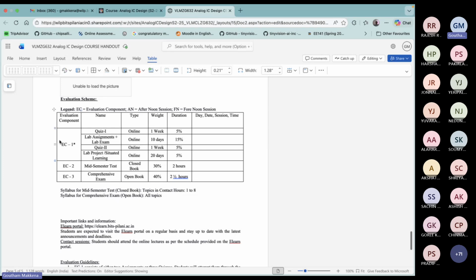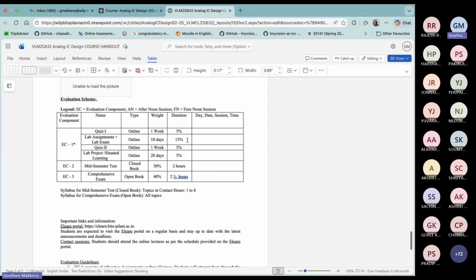So totally EC1 has 30% weightage. EC2 has 30% weightage, like you can see over here, and EC3 is the final exam, which is open book, which has 40% weightage, so total 100% weightage. Again, in this EC1, that 30% is divided into 15 plus 15, you can see. So this 15 is typically given to the labs. Like I told, there are 5 to 6 contact hours for labs, so that is why half of the EC1 is given to labs.